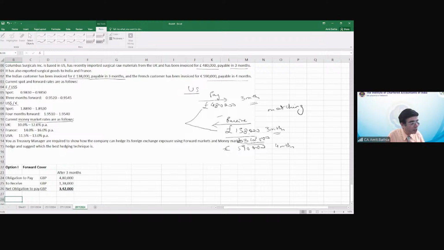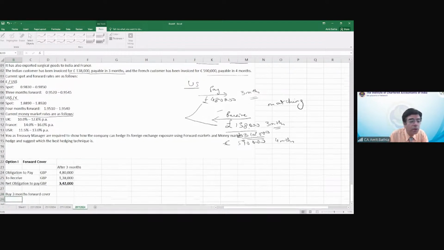Now let's take the contract. So I will buy the 3 months forward. Should I buy or sell? Buy 3 months forward cover for GBP. Am I right? I need GBP to pay, right? Yes or no? Yes, sir.